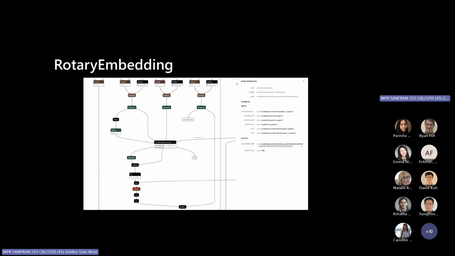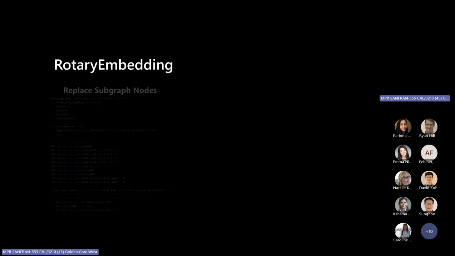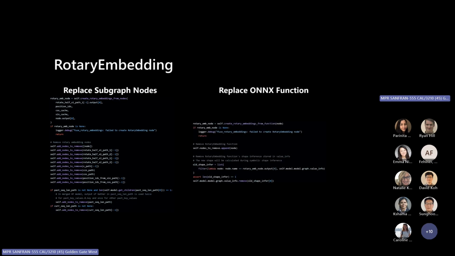When it comes to pattern matching, we only have to pattern match against the inputs and outputs to our llama rotary embedding function, and we don't have to look at all those nodes that we saw earlier. To compare how much simpler it is, when we replace subgraph nodes, this is just an example of the code that is written to do that actual replacement, not even the pattern matching, just the replacement itself. When you replace the subgraph nodes, you can clearly see it's a lot more code than replacing an ONNX function.